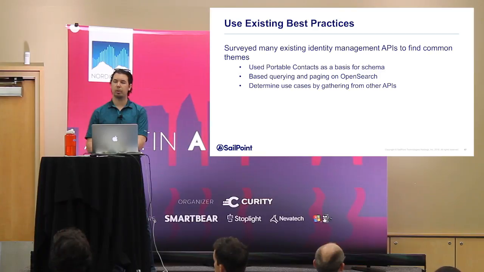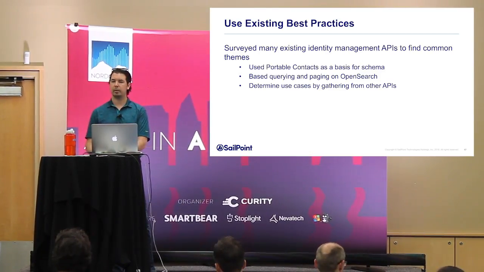There's something called portable contacts, which we used as the basis of the schema, to define what a user and a group look like. We also used something called OpenSearch as our query language for your query params. And a lot of our use cases were gathered just by looking at these APIs and seeing how users were using them.